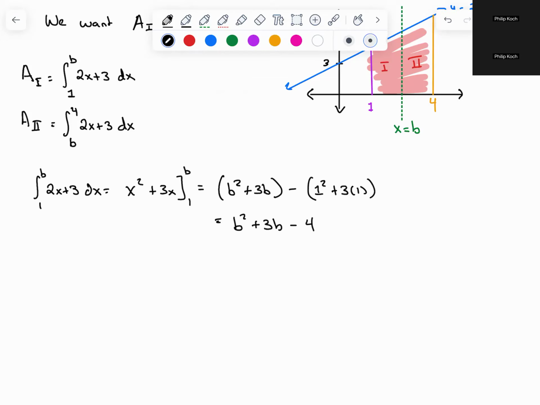That's the first one. Now I want you guys to find the second one. I want you to find the area of region 2 in terms of b.